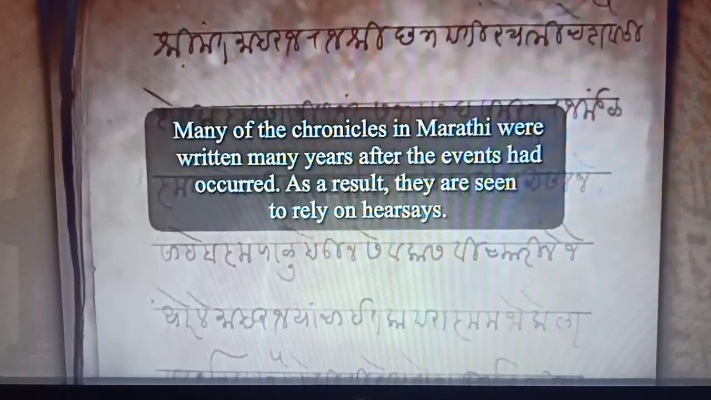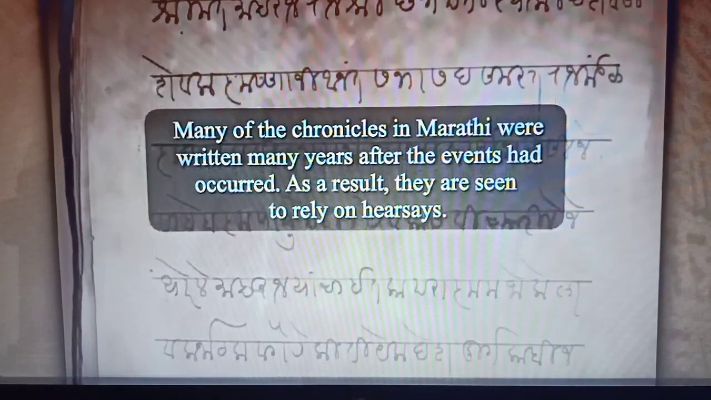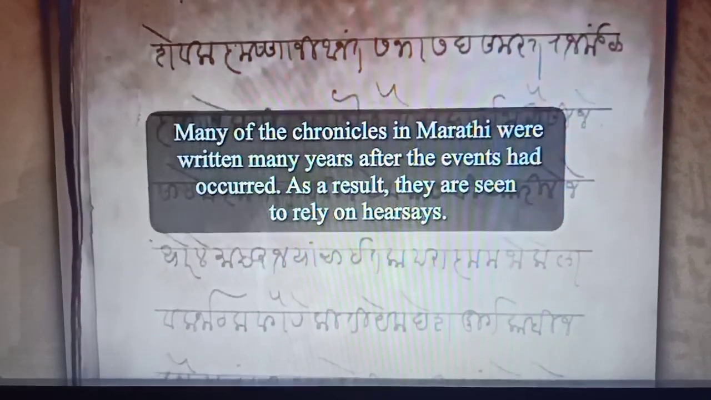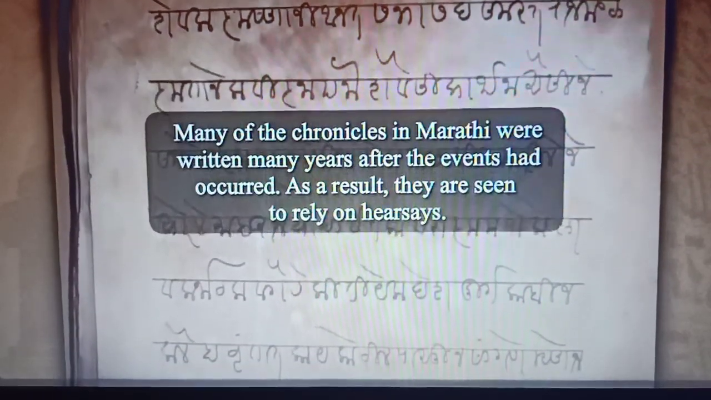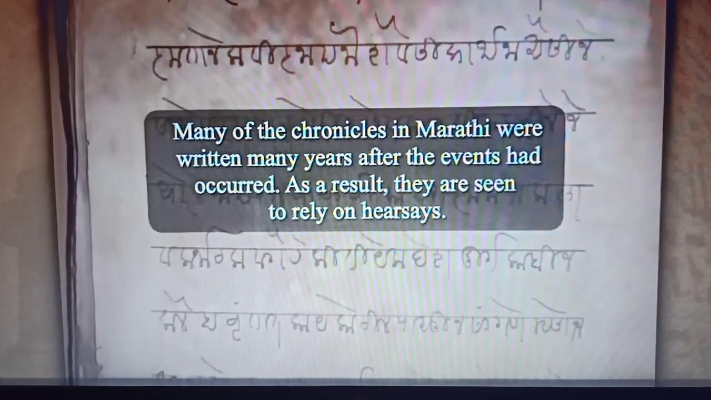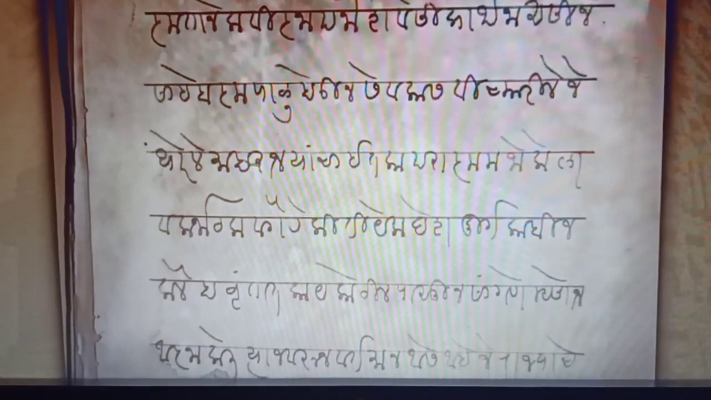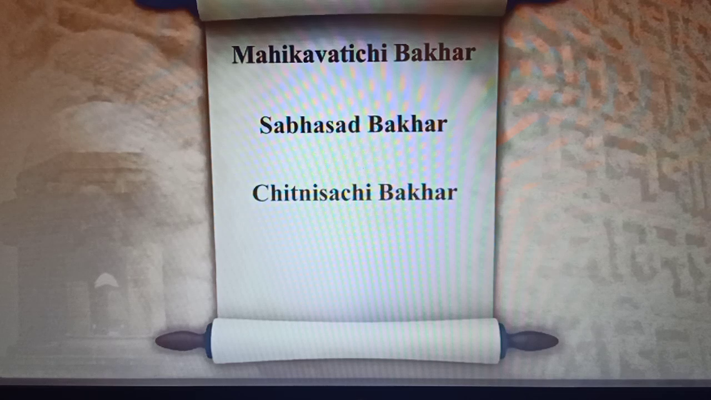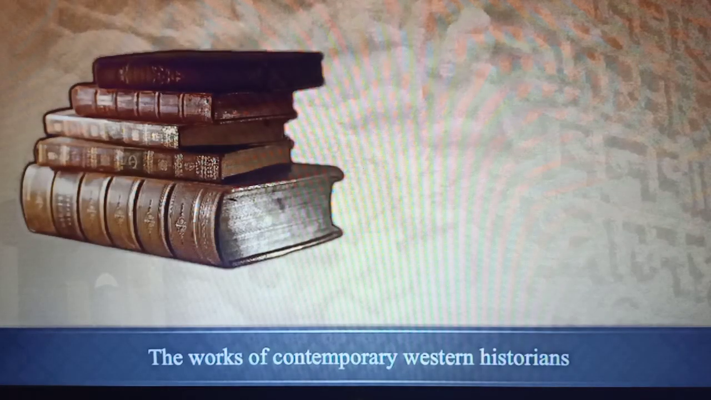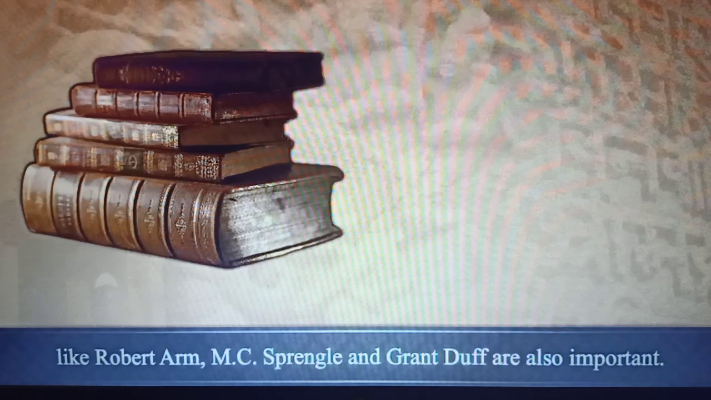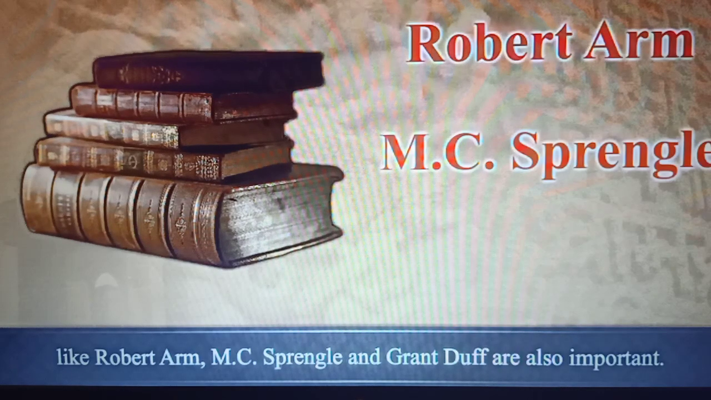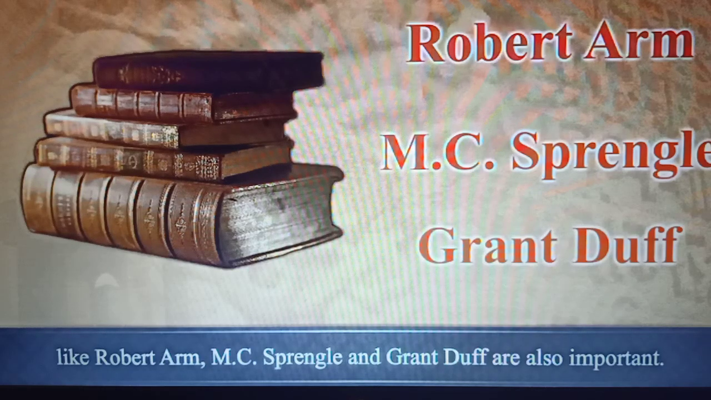Many of the chronicles in Marathi were written many years after the events had occurred. As a result, they are seen to rely on hearsay. Some of these chronicles are Mahikavatichi Bakhar, Sabhasad Bakhar, Chitnisanchi Bakhar, Bhausahebanchi Bakhar, etc. The works of contemporary Western historians like Robert Orme, James Mill, Stewart Elphinstone and Grant Duff are also important.